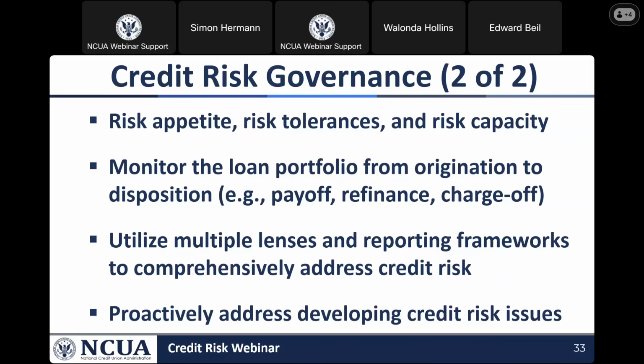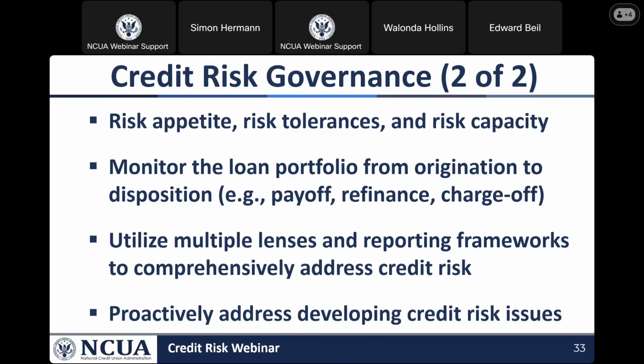However, there are some thematic concepts that will apply to every credit union, which includes understanding risk appetite, risk tolerances, and risk capacity. Loan portfolio monitoring and board reporting would ideally comprehensively address risk and cover the entire lending process from loan origination to final disposition. Since no single method of monitoring risk is perfect, boards of directors would generally benefit from receiving reports that look at credit risk from multiple different perspectives. When risks begin to emerge, both the board and management would benefit from acting proactively to remediate the issues before they develop into more significant problems.